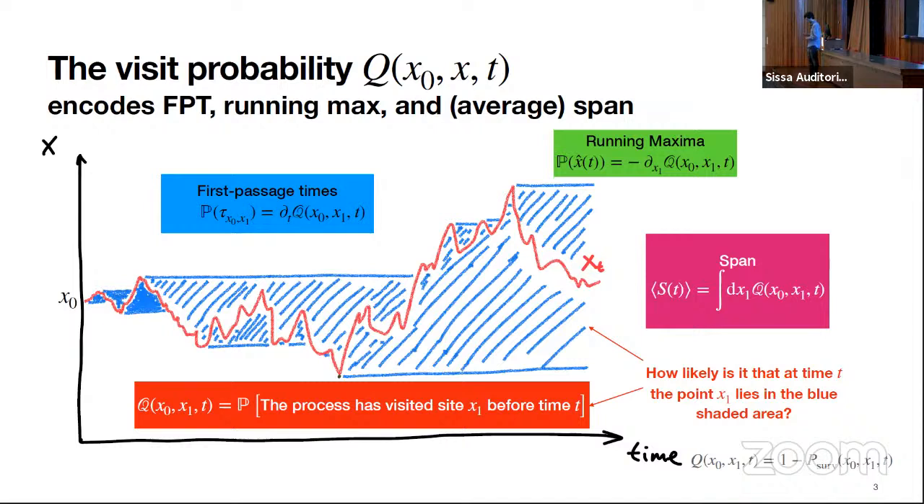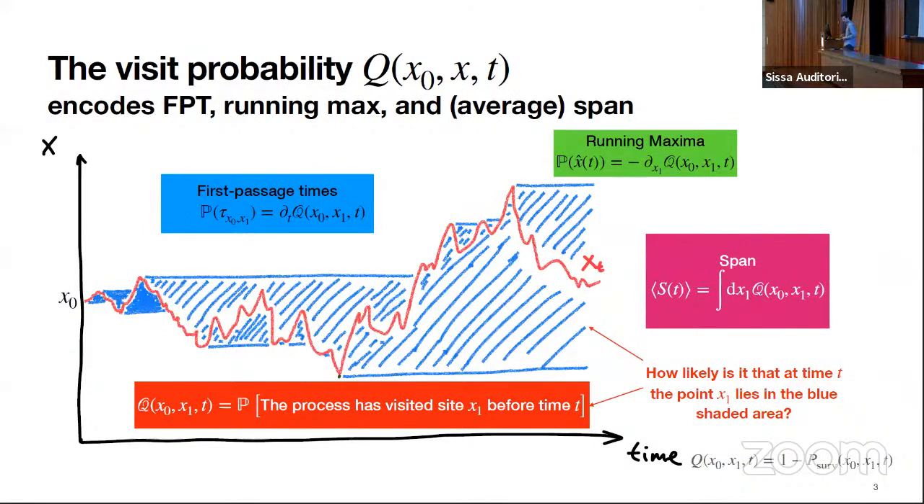All I want to do with this slide is to convince you that once you know Q_x(t), you really know a lot about the extreme events of your stochastic process. And by the way, Q_x(t), the visit probability, is, for those of you who are familiar with this, the complement of the survival probability.